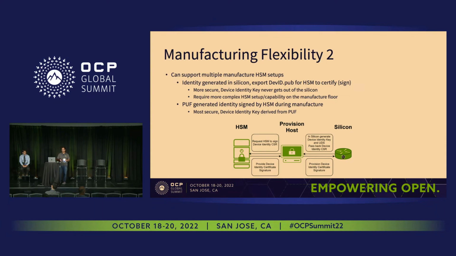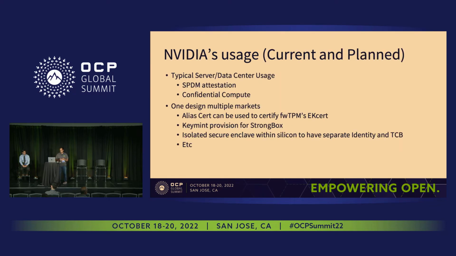There's an alternative flow where the device may generate the UDS and device ID private key internally, and then only export the public key to the HSM through a certificate signing request. And this architecture would support that as well. It just complicates the manufacturing flow. And in terms of our usages, this design is being deployed now in terms of the H100 products, and we plan on spreading it through the NVIDIA product portfolio.